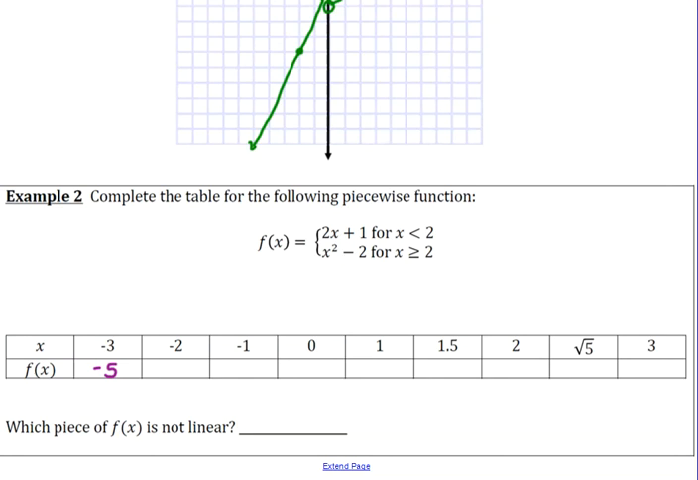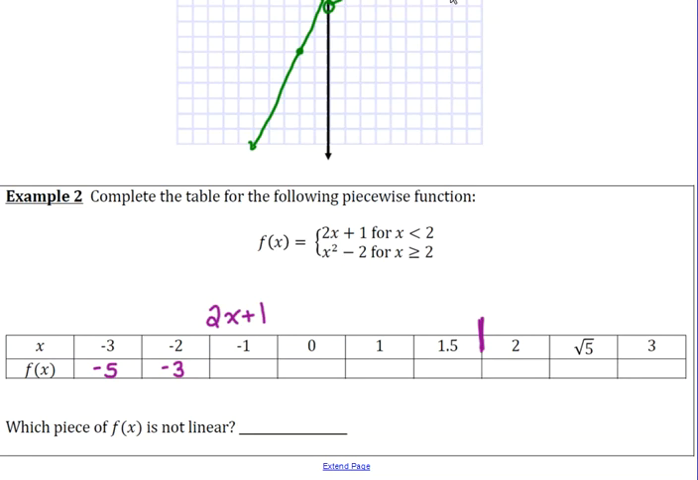All of these values, let's look at the table really quickly. All of these values until we get to 2, or actually I put that line on the wrong side. Until we get to 2, because 2 goes into the second piece. So all these values here follow 2x plus 1. So really, if you wanted to, you could put 2x plus 1 into your y equals, and you could look at the table. Or you could practice some mental math and do it by hand.